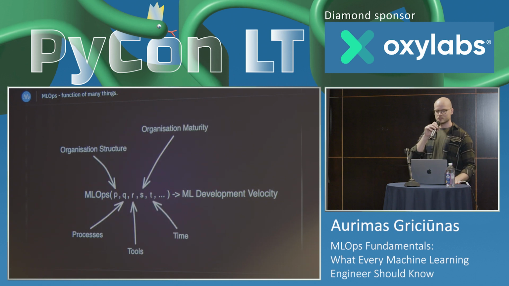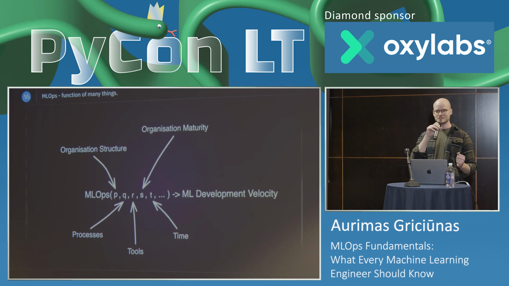And when it comes to the inputs of the function, because inputs are the only thing that we can actually influence, I'm talking about things like organizational structure and maturity, processes, tools, and time. And in this talk, I want to touch upon most of them in a holistic way and how they interact with each other and how we can structure both our organizations and processes to achieve the highest machine learning development velocity. So why do we even need a new term, MLOps, right?